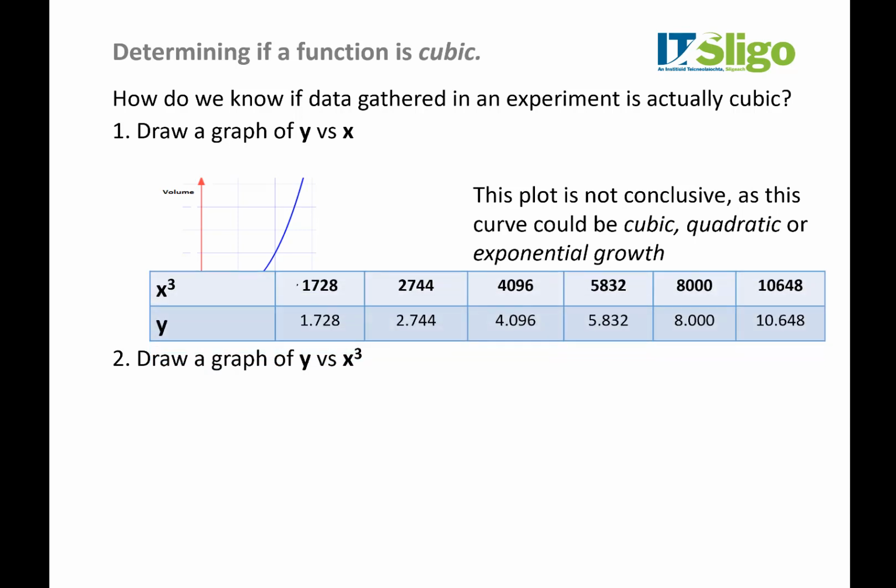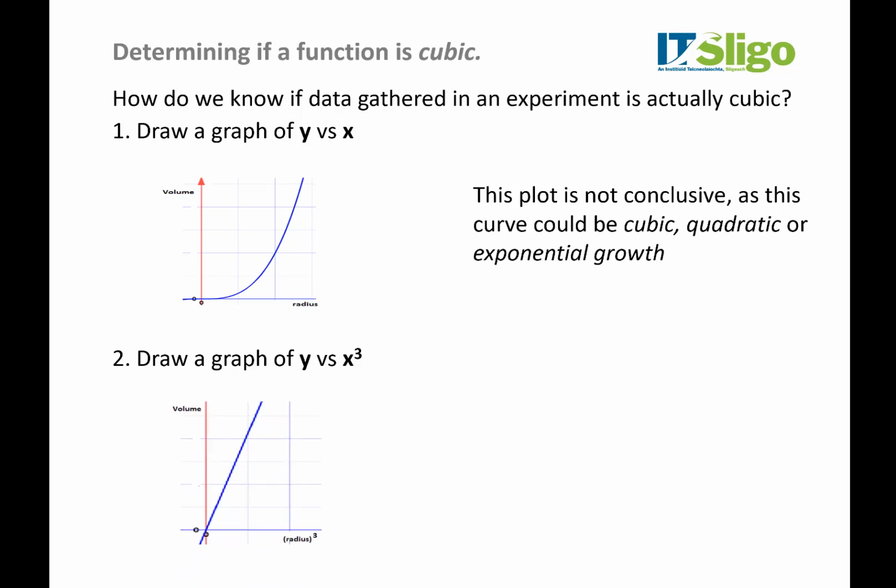And now you can see there's a nice relationship. There's actually a linear relationship between the two. If we now plot x cubed versus x, those x cubed values versus y, then we'll get a straight line. And if you get a straight line when you plot this, you can now say y is proportional to x cubed.